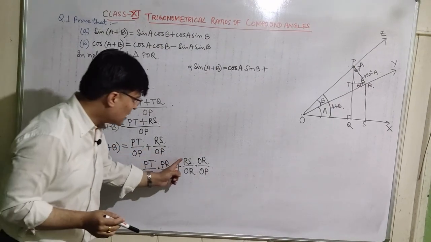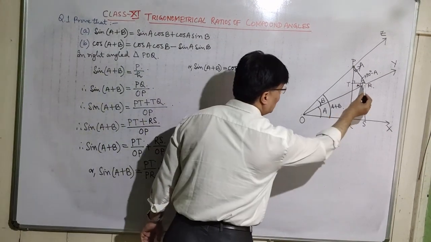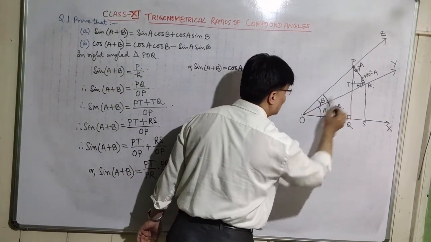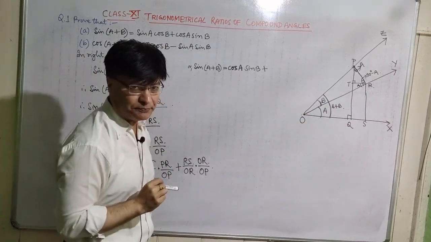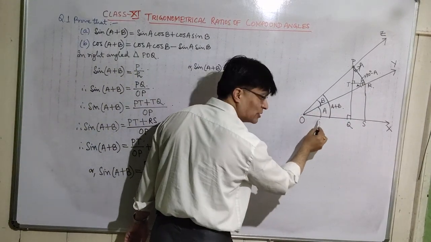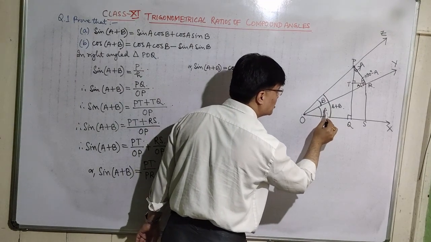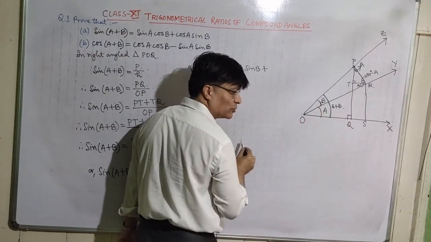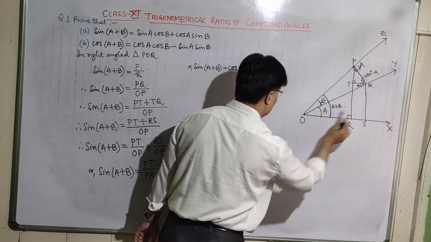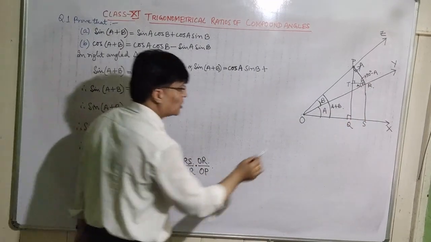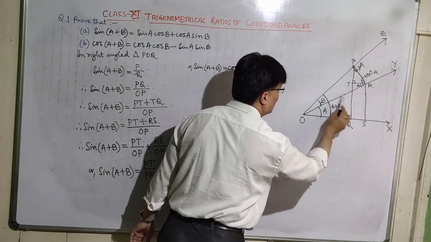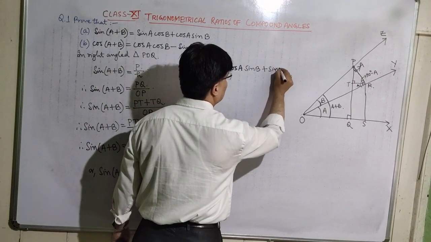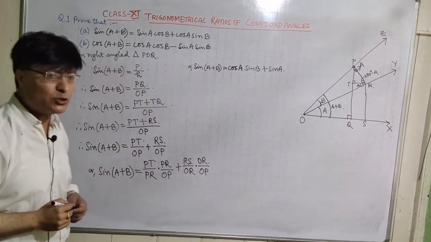Next, what is RS upon OR? In this case, the ROS right angle triangle is considered, and here angle A is considered now. The side opposite to the angle A will be the perpendicular, you know that. OS will be the base, OR will be the hypotenuse. So RS upon OR means P upon H, so it is sine A. So here we can write sine A into what now?